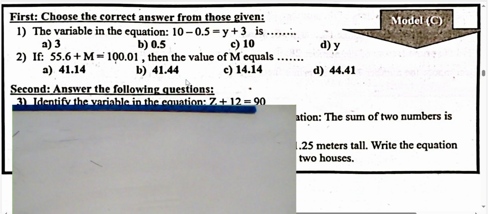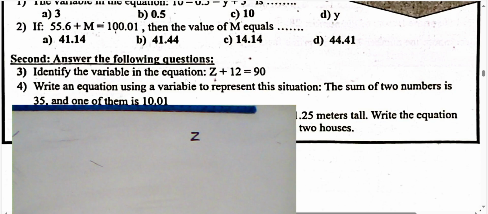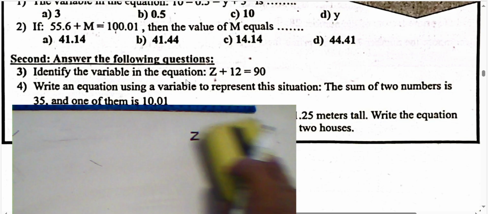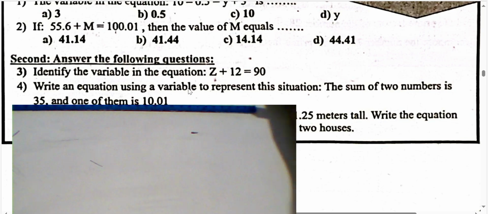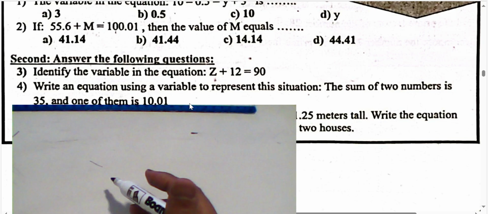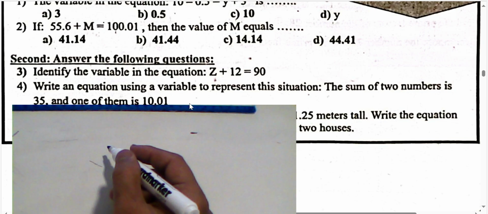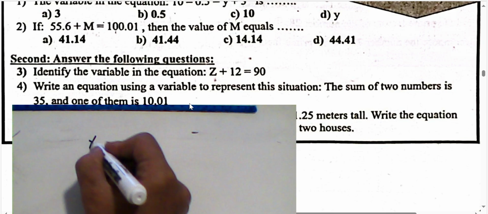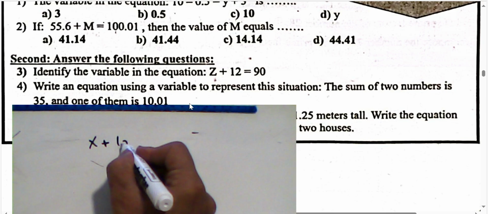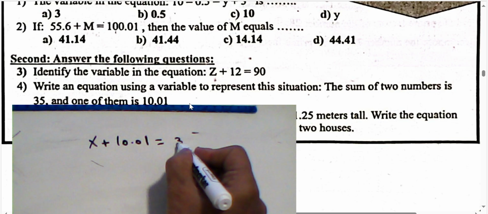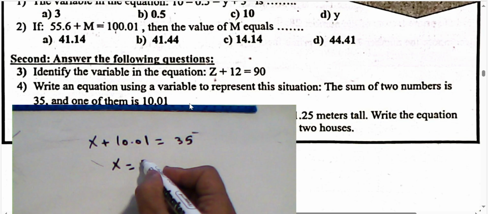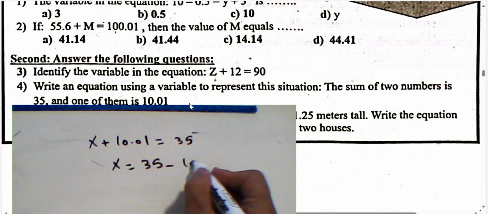Next question. Second. Identify the variable in this equation. The variable here will be z. Write an equation using variables to represent the situation. The sum of two numbers is 35 and one of them is 10.01. We can write x, the first number, plus 10.01 equal 35. The value of x equals 35 subtract 10.01.